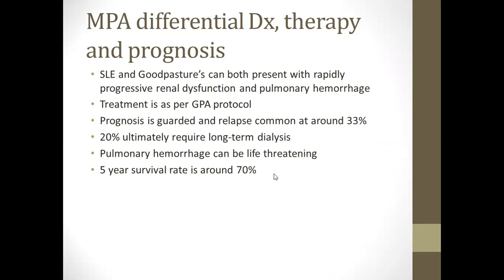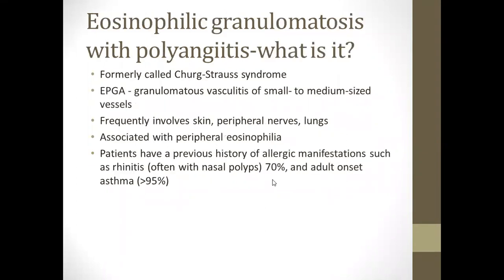And a lot of times their course tends to be, whereas with GPA we see a lot of those patients go into remission and maintain remission, MPA can be a more aggressive disease, and 20% of them will wind up on long-term dialysis. The pulmonary hemorrhage obviously can be life-threatening, and 5-year survival rate is about 70%. So not horrible, but it is a little bit more of an aggressive disease than GPA.